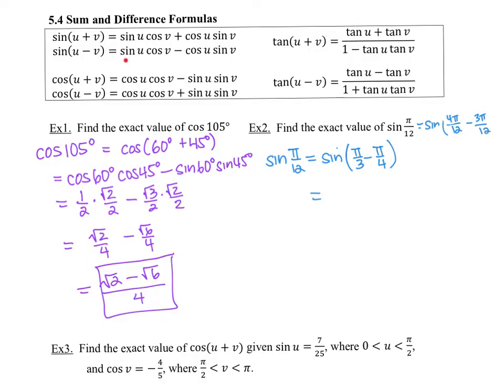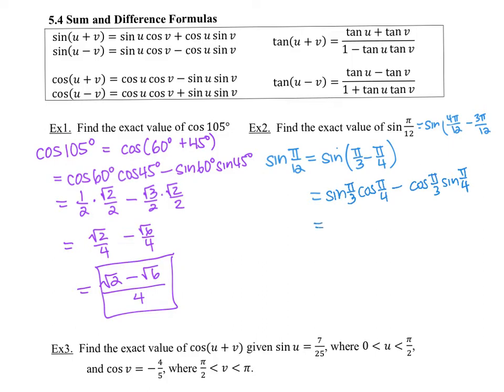And the pattern is sine of the first, cosine of the second, minus cosine of the first, sine of the second. And the minus sign in the original problem matches the formula. Okay, so this is going to be sine of the first, cosine of the second, minus cosine of the first, sine of the second. And I pick this because I do know the values for this.